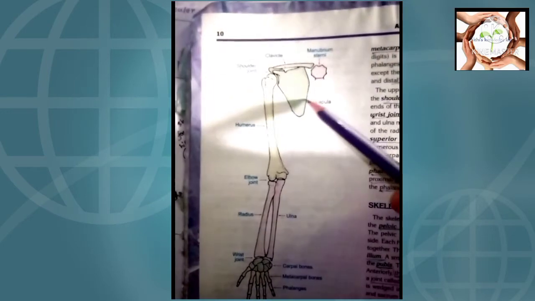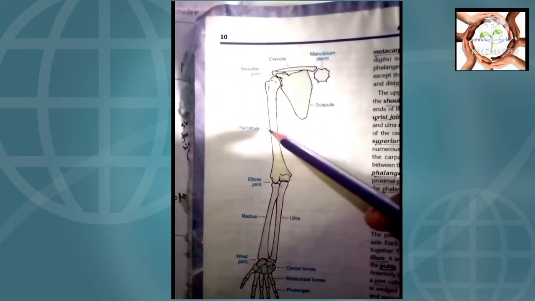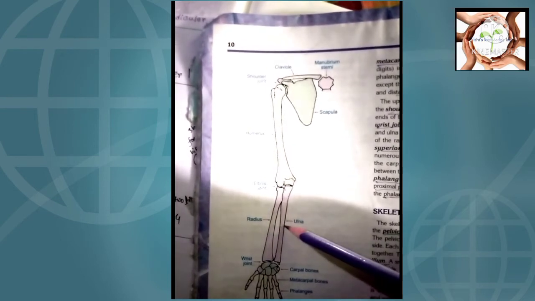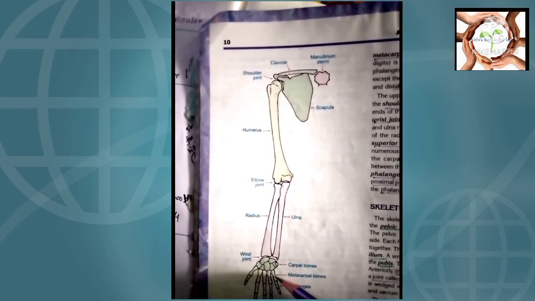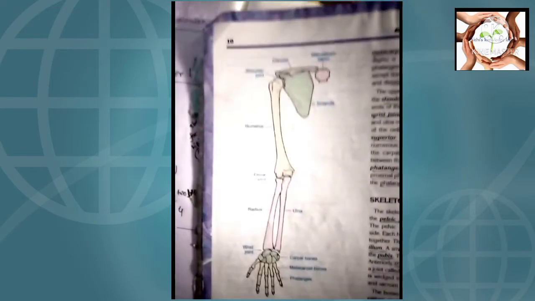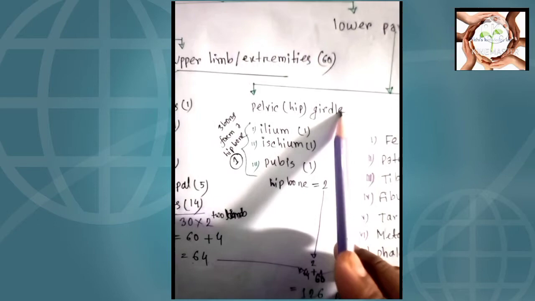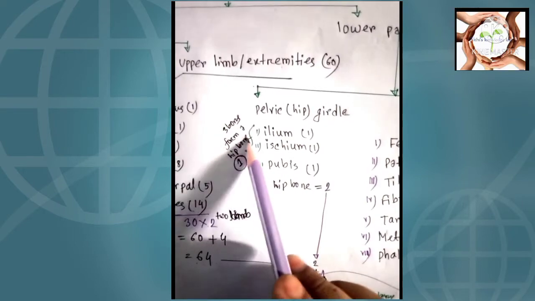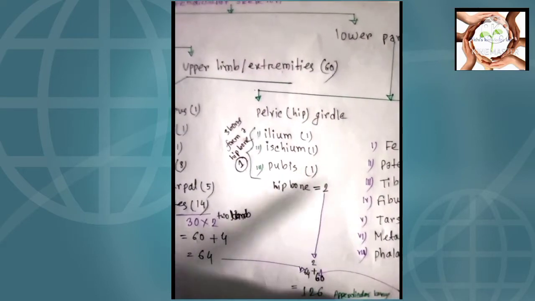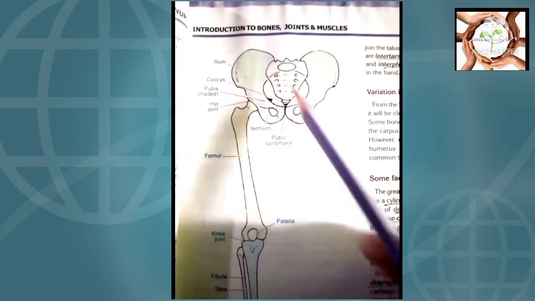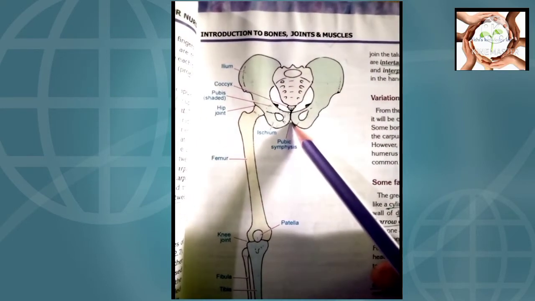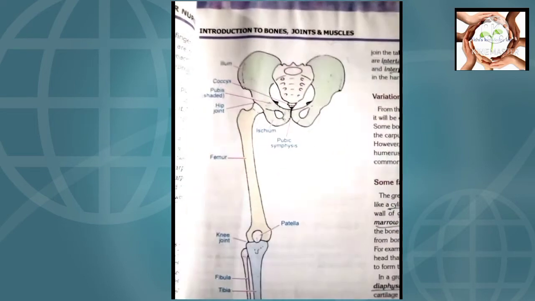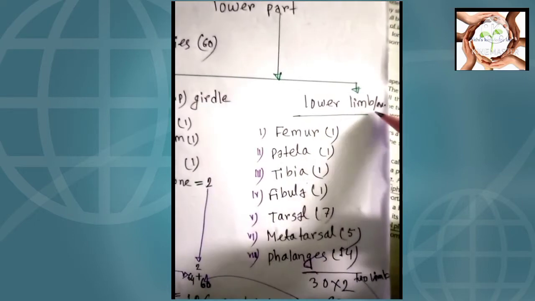Here this is the scapula and clavicle. This is humerus, radius, ulna, carpal, metacarpal and phalanges. Now the pelvic or hip girdle contains ilium 1, ischium 1 and pubis 1. 3 bones form a hip bone. So hip bone 2. Here this is the ilium, ischium and pubis, and it is one hip bone and this is another.